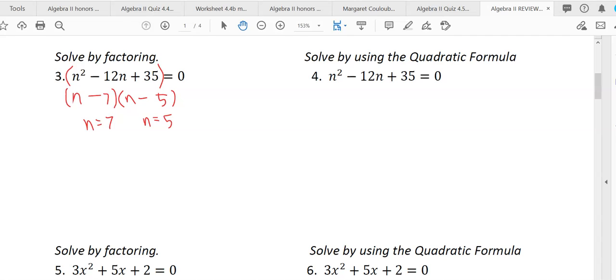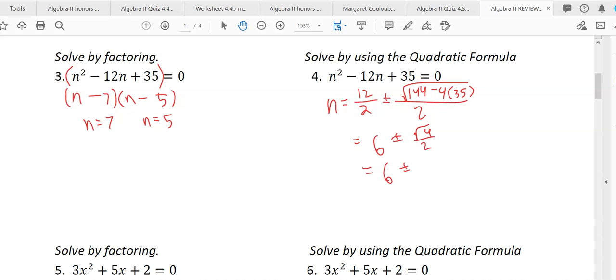Over here, quadratic formula, so n equals opposite of 12 over 2a, plus or minus square root of b squared, which is 144, minus 4 times 1 times 35. So we get 6 plus or minus, 144 minus 140 is just square root of 4, over 2. So that's 6 plus or minus 2 over 2, which is 1. So it's really two different answers: 6 plus 1, which is 7, and 6 minus 1, which is 5.